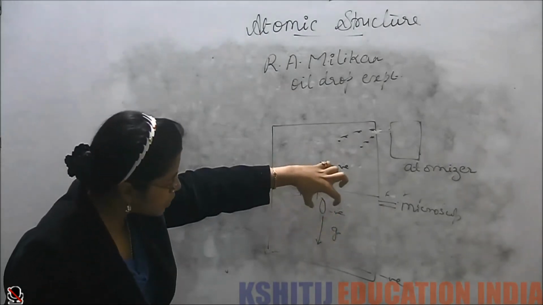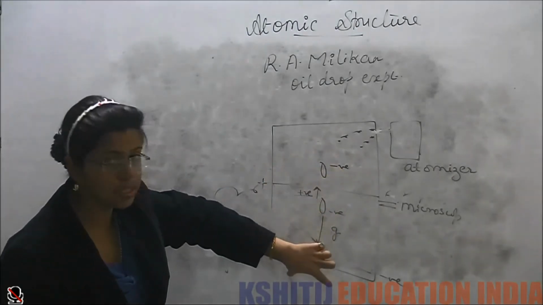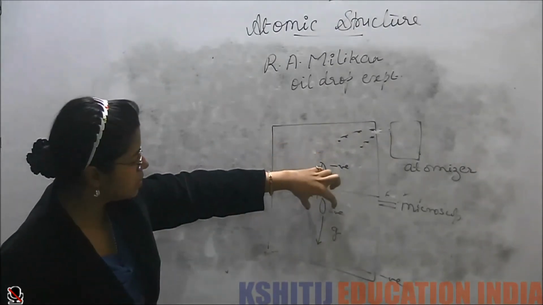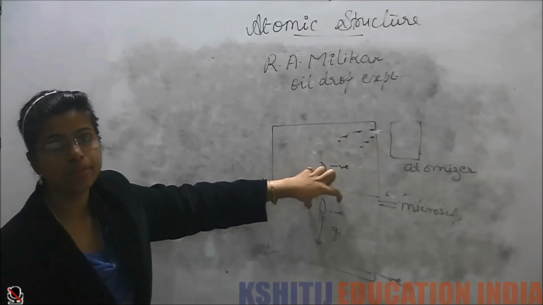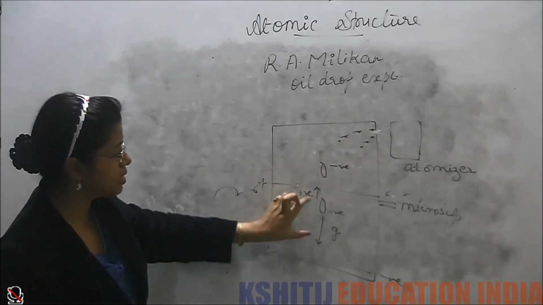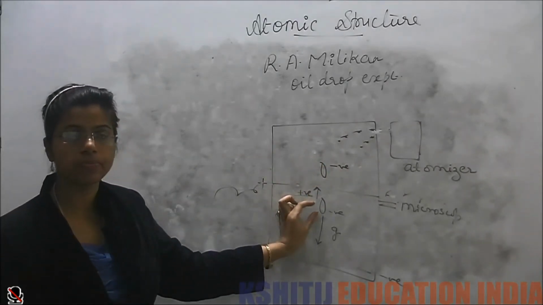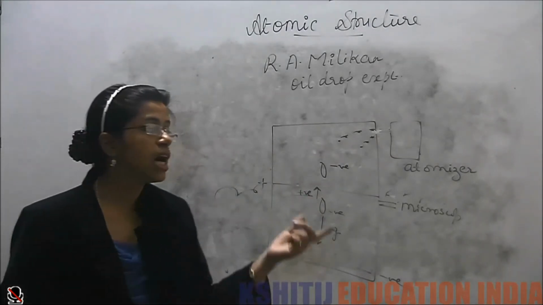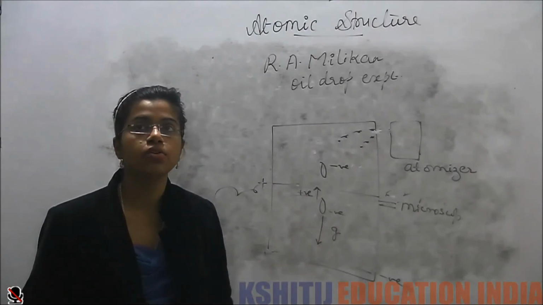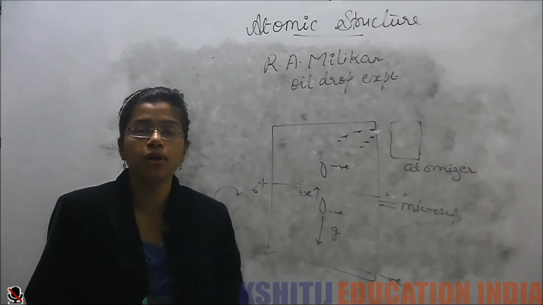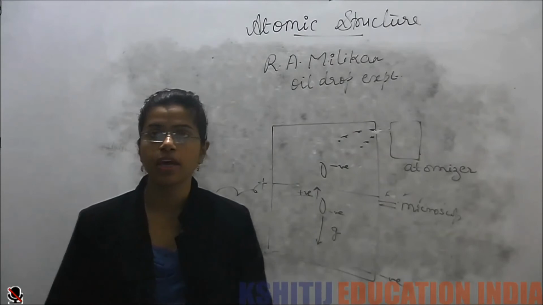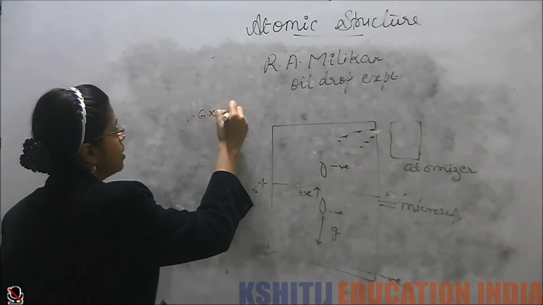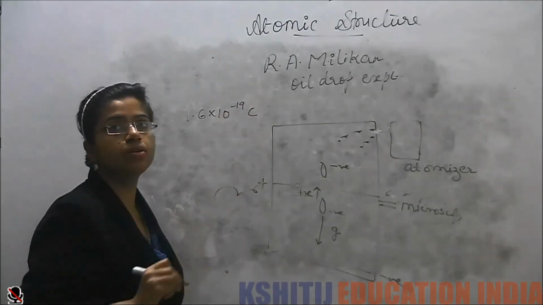So this particular drop would neither fall on the ground nor move towards the positive plate. It will remain suspended in the air between the two plates. It will remain here only. Now, Millikan found that the charge on all oil droplets could be expressed in the form of whole number multiples of e, where the value of e is 1.6 × 10^-19 coulomb.